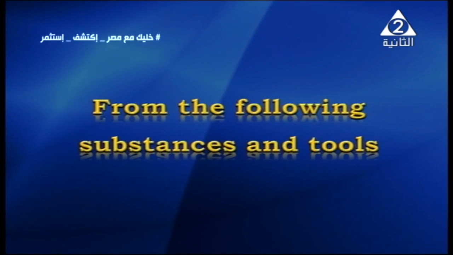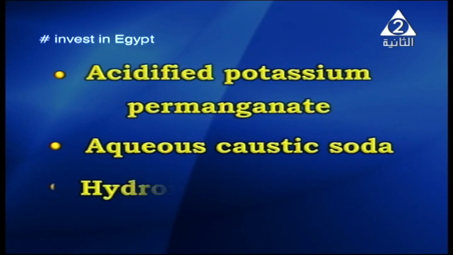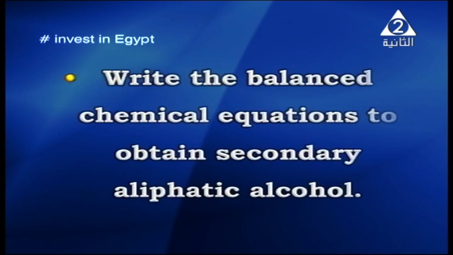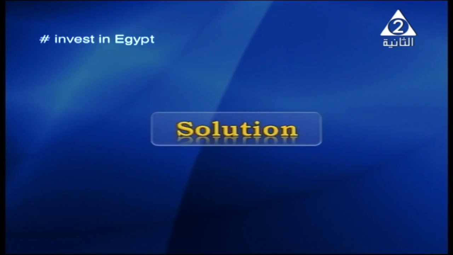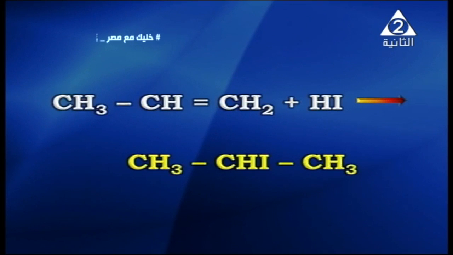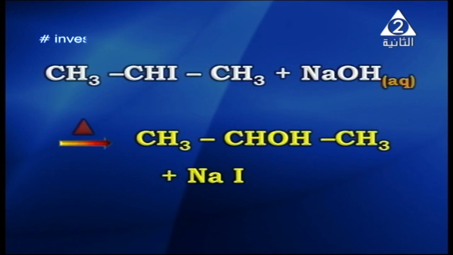The next type of question: from the following substances and tools: acidified potassium permanganate, aqueous caustic soda, hydroiodic acid, propene, benzene flame, write the balanced chemical equation to obtain a secondary aliphatic alcohol. Solution: as the equation proceeds on the screen, propene plus hydrogen iodide, or hydroiodic acid, gives 2-iodopropane. Then alkaline hydrolysis of 2-iodopropane by aqueous sodium hydroxide gives 2-propanol and releases sodium iodide.